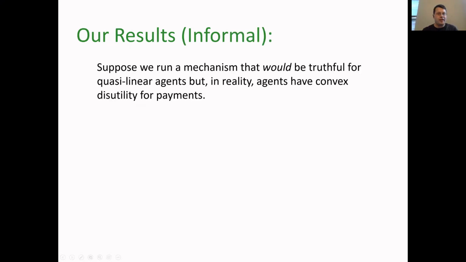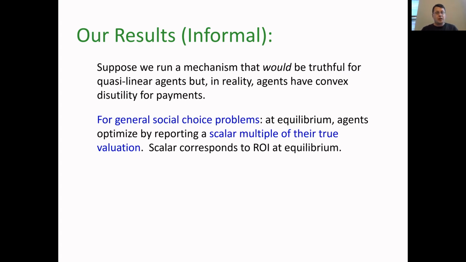So what do we find? Well, suppose we do exactly that. Suppose we take a mechanism that would be truthful for quasi-linear agents and deploy it in an environment where agents have convex disutility for payments. Now, the mechanism might no longer be truthful. The agents aren't even reporting these disutility curves.